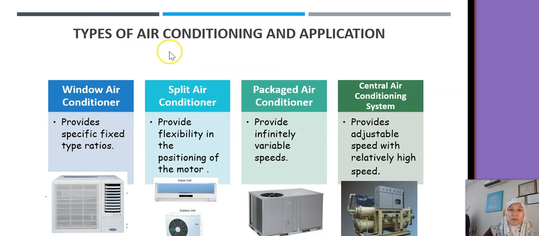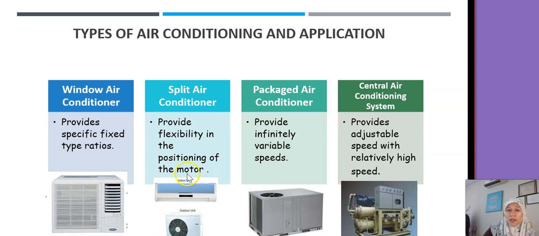And let's go to the types of air conditioning and their applications. We have the window air conditioner. This is more the old school type of air conditioning, not really used, it's rarely used now. So most homes or offices have the split air conditioner, because it provides flexibility, and this is the indoor unit, and this is the outdoor unit.